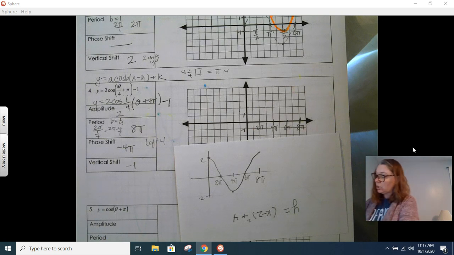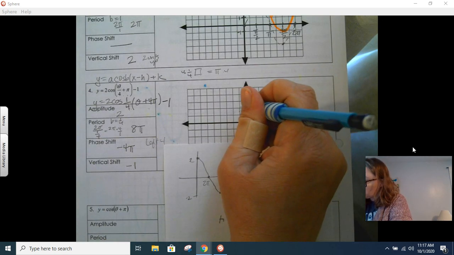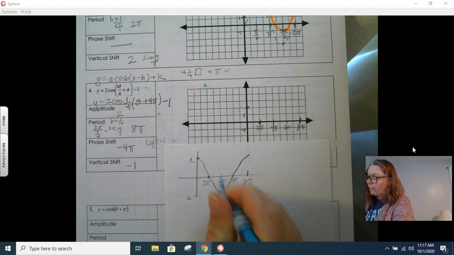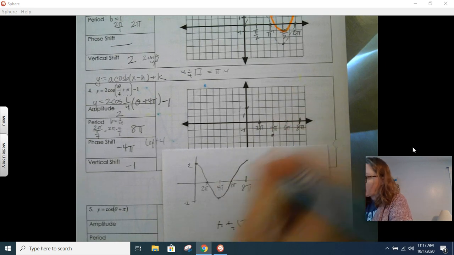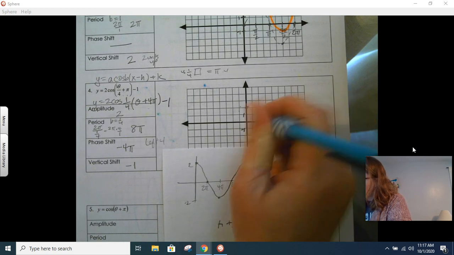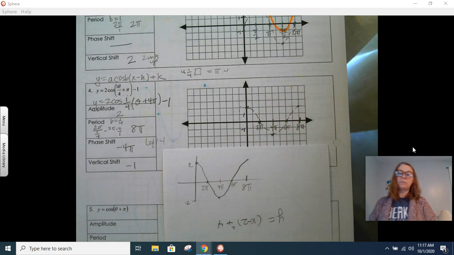I'm going to go ahead and just draw what I see here. So I see at 0, I'm up to 2. I see at 2 pi, I'm at 0. I see at 4 pi, I'm down to -2. I see at 6 pi, I'm at 0. And I see at 8 pi, I'm at 2. Okay, and I'm just again doing it dashed because it's not my final answer.